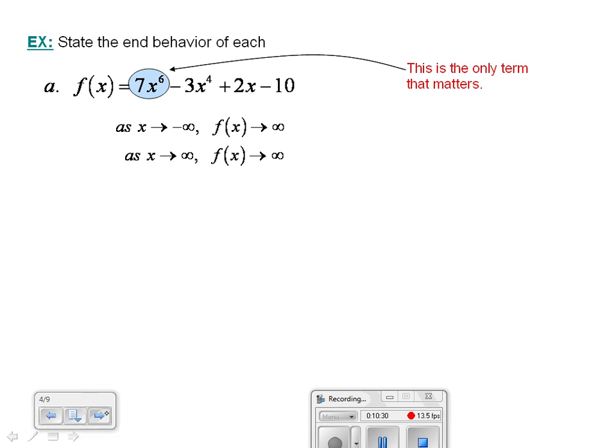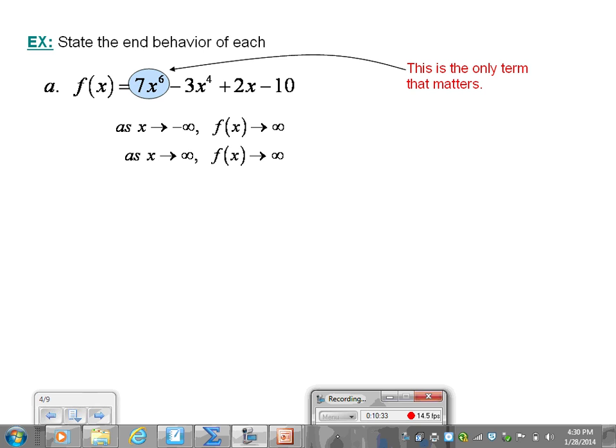Okay, let's take a quick look at why this is. We're going to do this very informally, just to get a sense of why we're only looking at the leading term. When we say that x is going to infinity or negative infinity, we're talking extremely large numbers. Think about it. Does subtracting 10 from an extremely large number do much? No, it doesn't do a whole lot. In fact, neither does multiplying by 2. That doesn't do too much to the function.